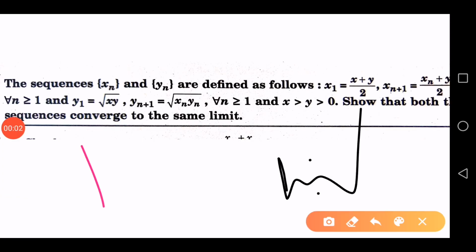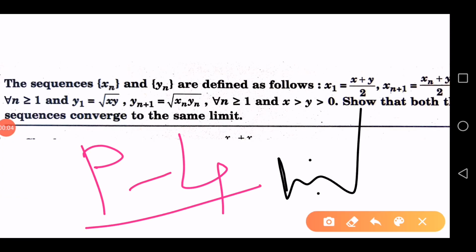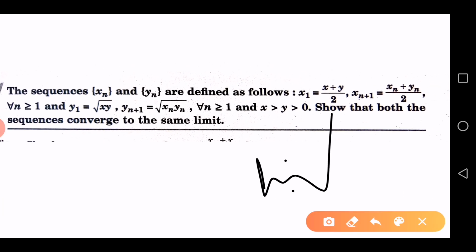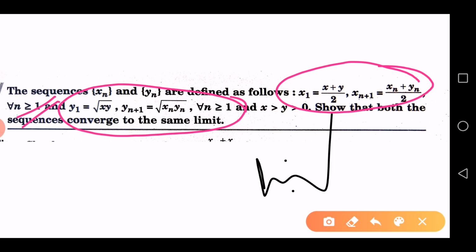This is problem 4. We have already discussed. This is an interesting problem. Two sequences are given here. The sequence xn is defined as x1 equal to (x+y)/2, xn+1 equal to (xn+yn)/2 for all n greater than or equal to 1, and the sequence yn is defined as y1 equal to root of xy, yn+1 equal to root of xn times yn for all n greater than or equal to 1, and x is given as greater than y, and x and y are positive.